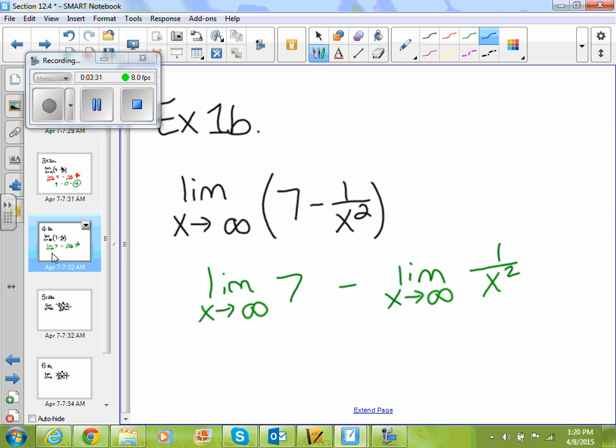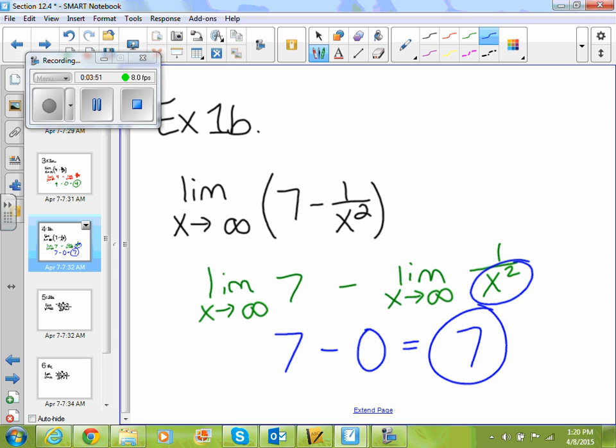Okay, well the limit as x approaches infinity of any constant stays that constant. So that one will stay 7. The limit as x approaches infinity of 1 over x squared, because you have your x squared in the bottom of your fraction, is equal to 0. And 7 minus 0 is 7.